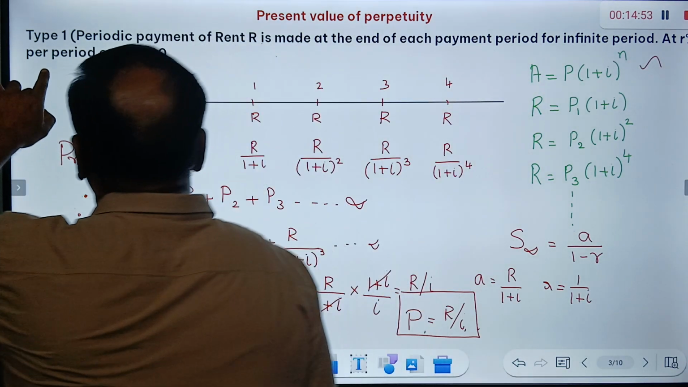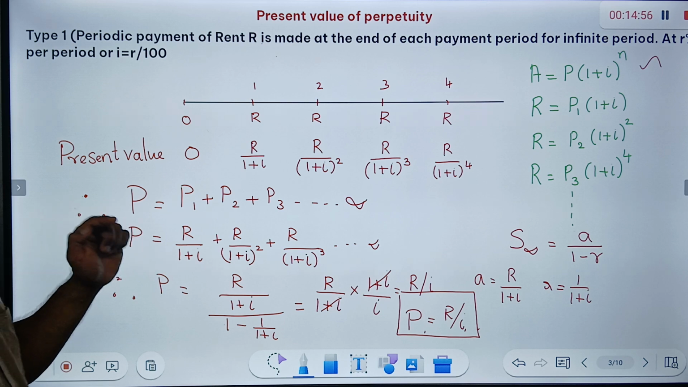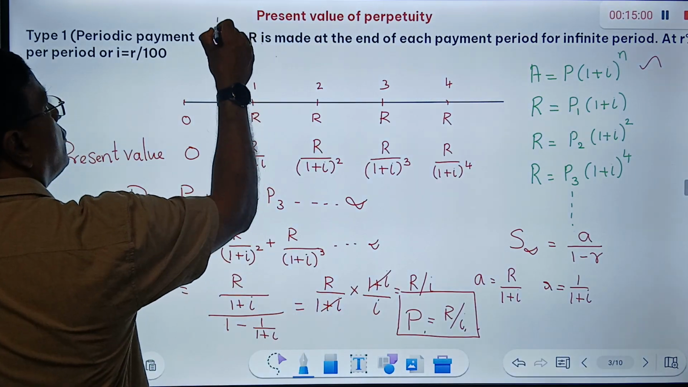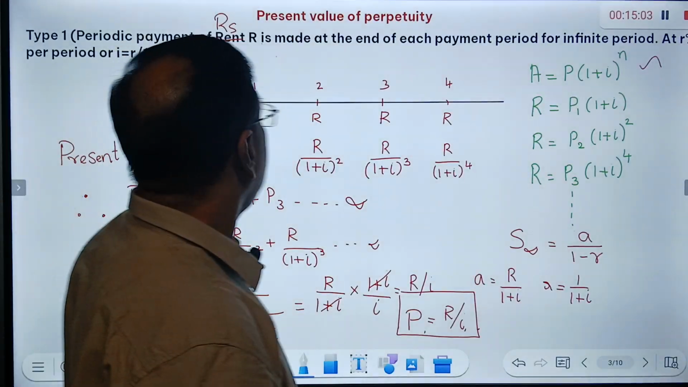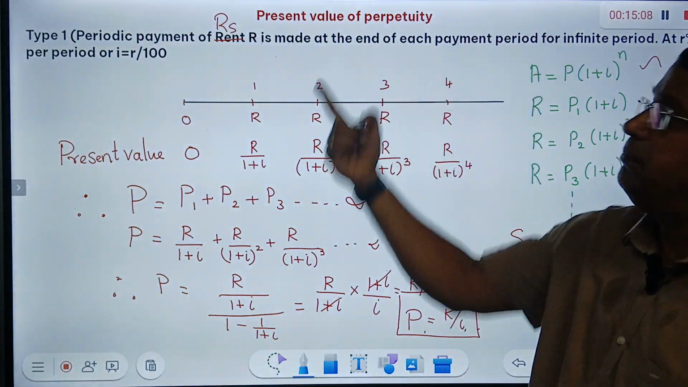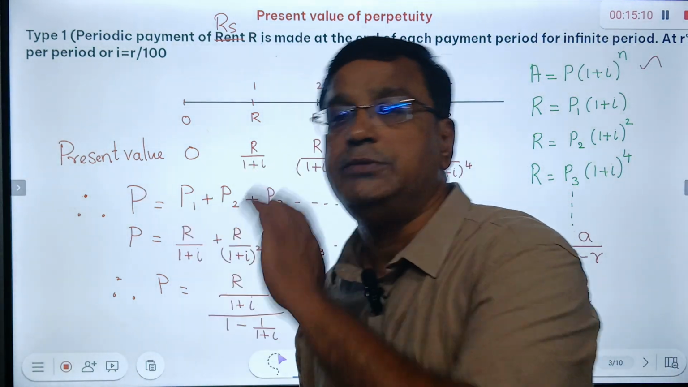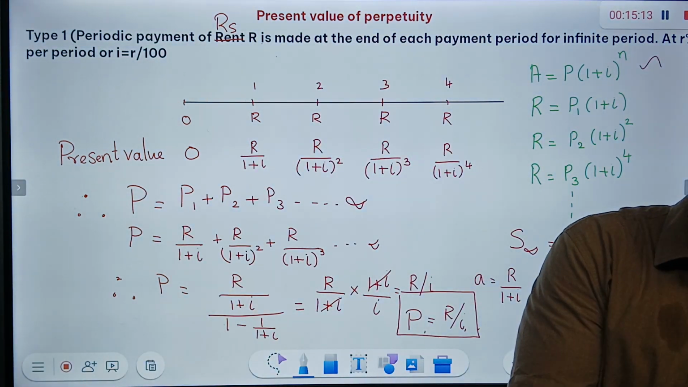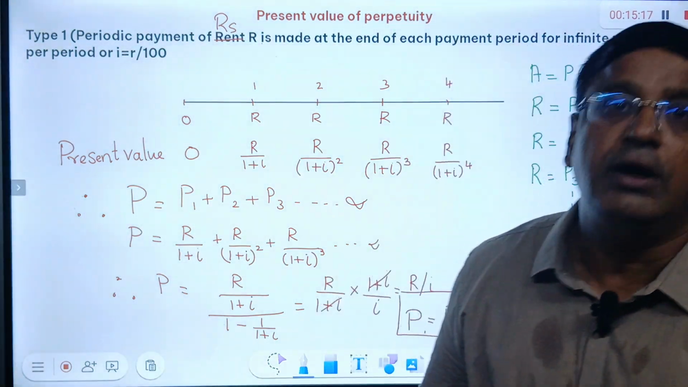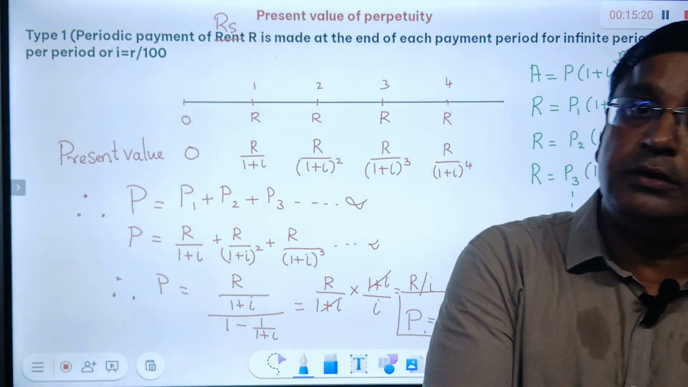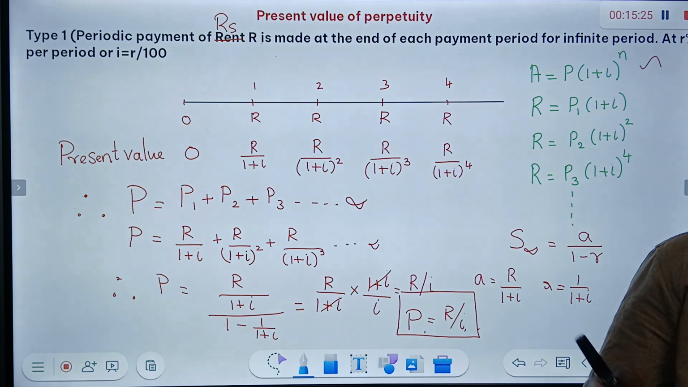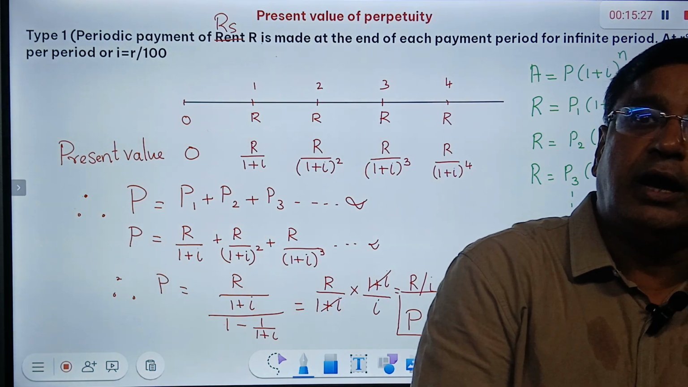Now, what is a type 1 problem? A periodic payment of rupees R is made at the end of each payment period. You don't make the payment in advance. You don't make the payment in the beginning. Suppose you go to a house, they'll take rent in advance. You have to pay for the month that you are living. If you are going for, say, an EMI, sometimes they may give you the option to start paying the money after 1 month.